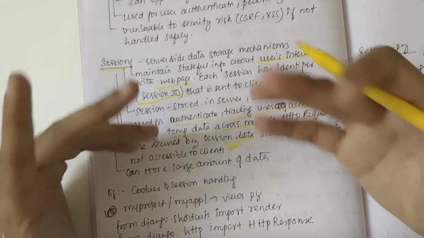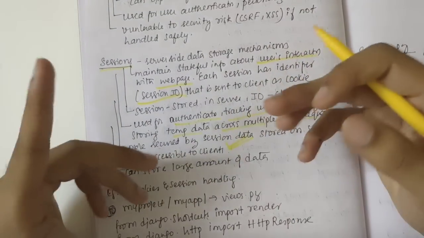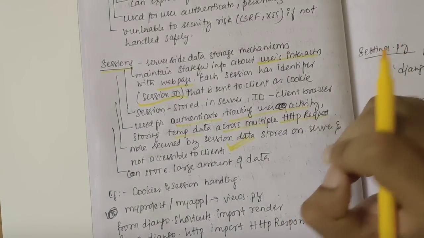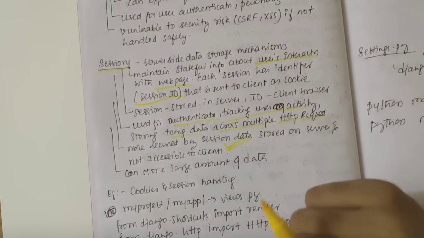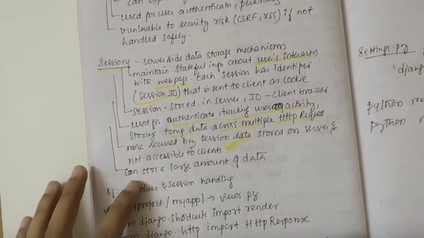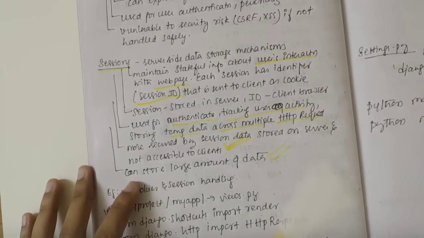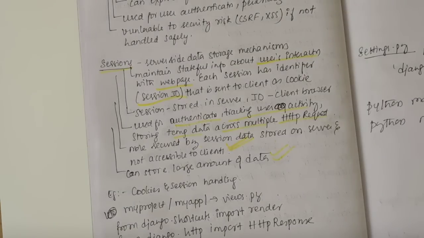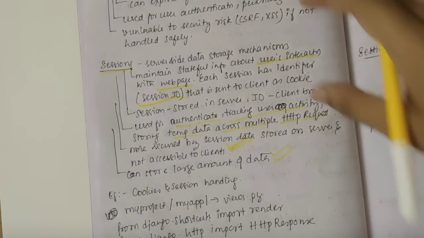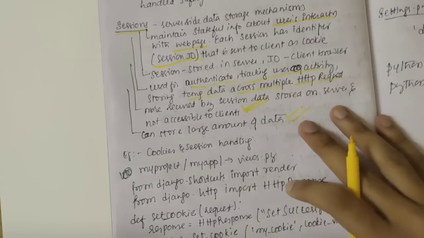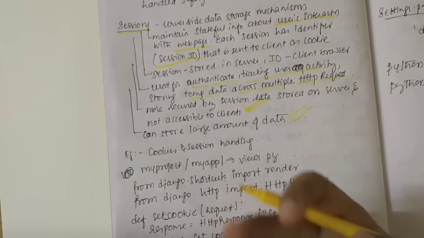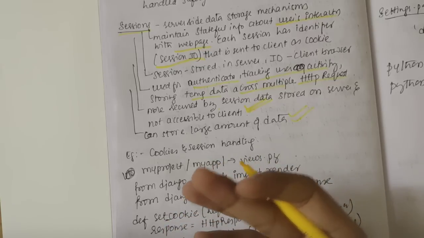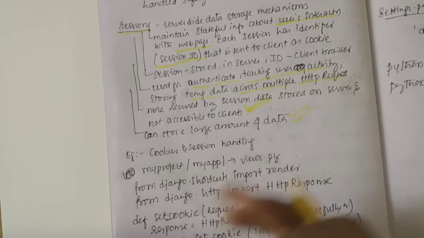Only those who have the authority and access to the server data can modify the changes here. Also, a session can store a large amount of data, whereas cookies can store only a small amount of data. So this was the difference between cookies and sessions. Though we have seen the differences, they serve similar purposes but have different implementations and use cases.